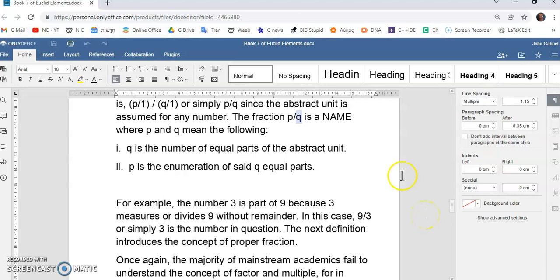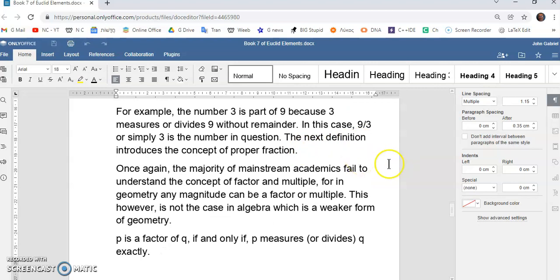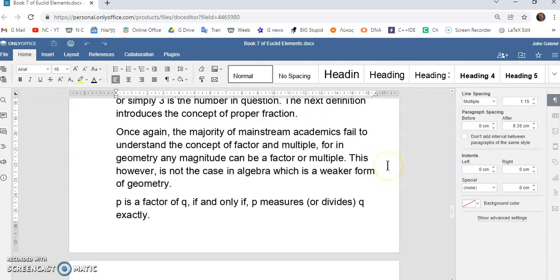So the next definition introduces the concept of proper fraction. But once again, the majority of mainstream academics fail to understand the concept of factor and multiple, because in geometry, any magnitude can be a factor or a multiple. This, however, is not the case in algebra, which is a weaker form of geometry. So P is a factor of Q if and only if P measures or divides Q exactly.